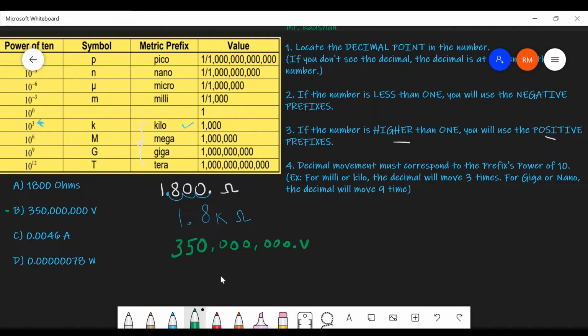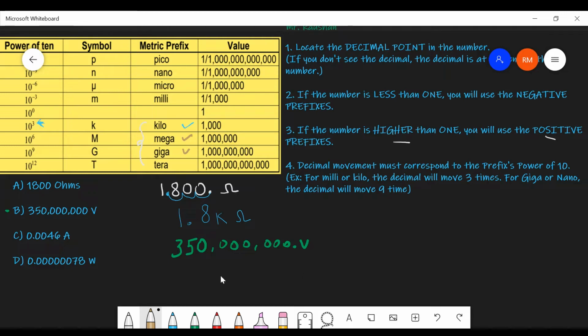Now, next piece. Is the number less than 1 or higher than 1? Well, this number is clearly higher than 1. So we have to use one of the positive prefixes. Look at the number of zeros here. Which prefix do you want to use? Do you want to use mega, or do you want to use giga? Why don't we use mega and see how it works out.